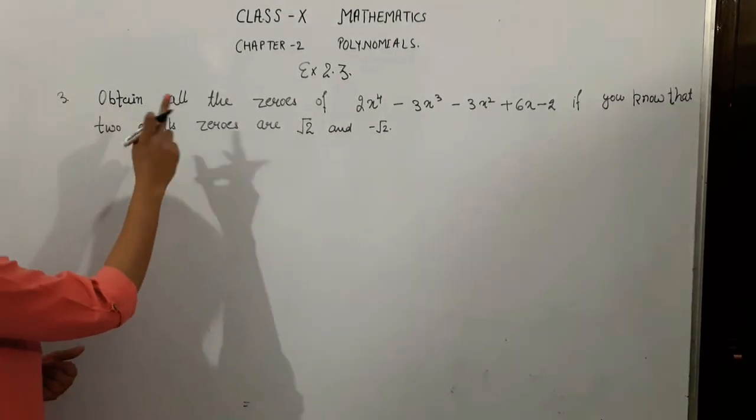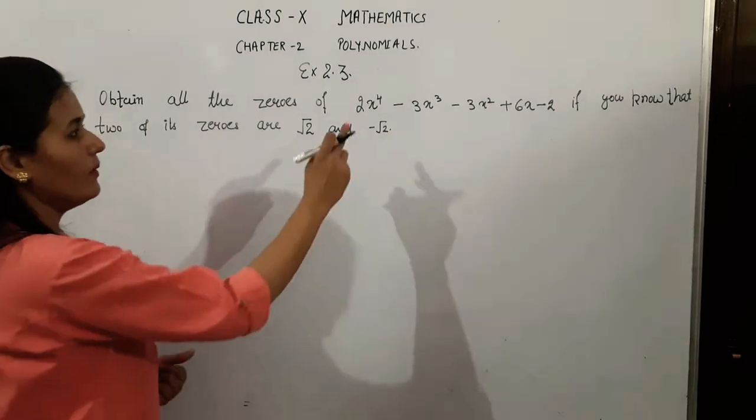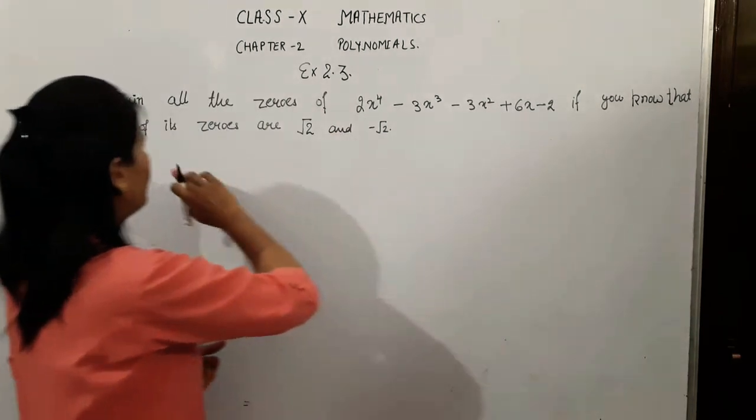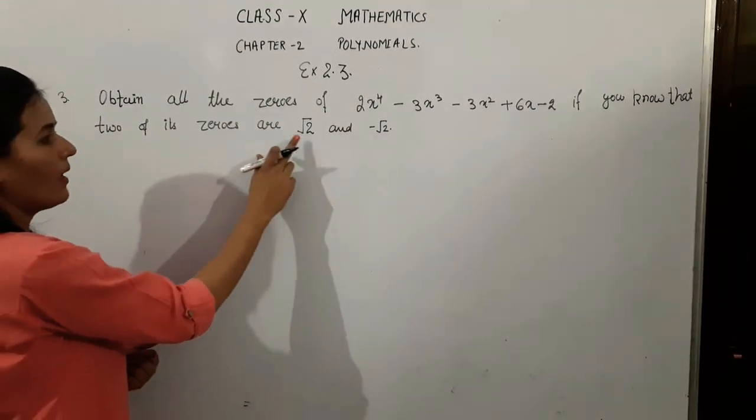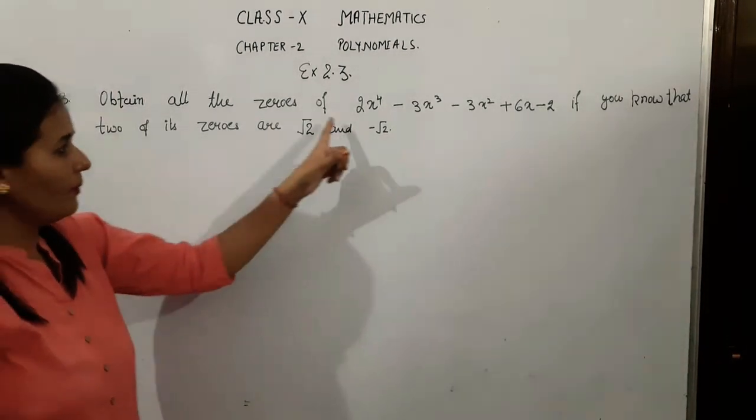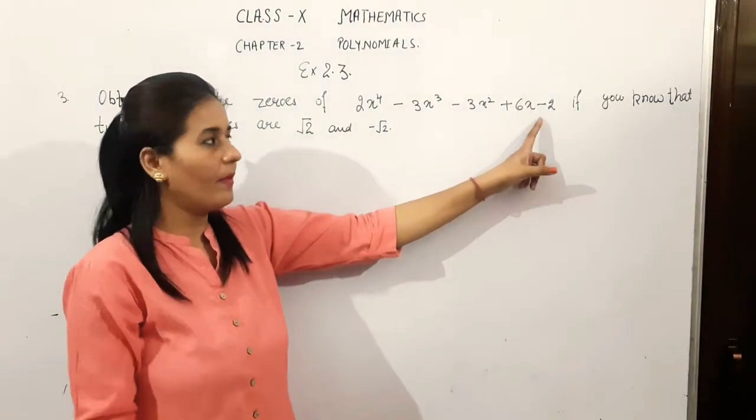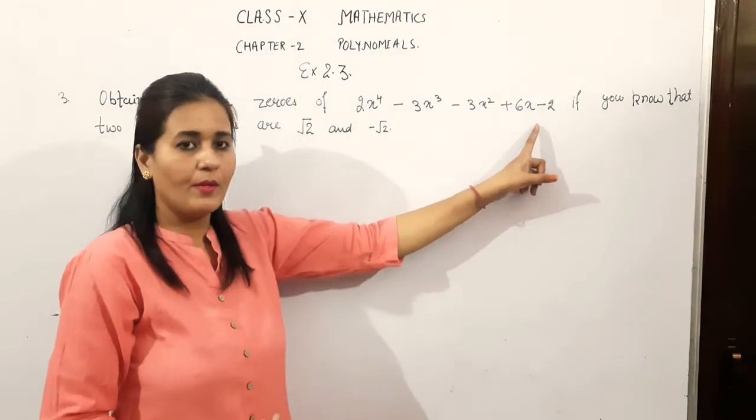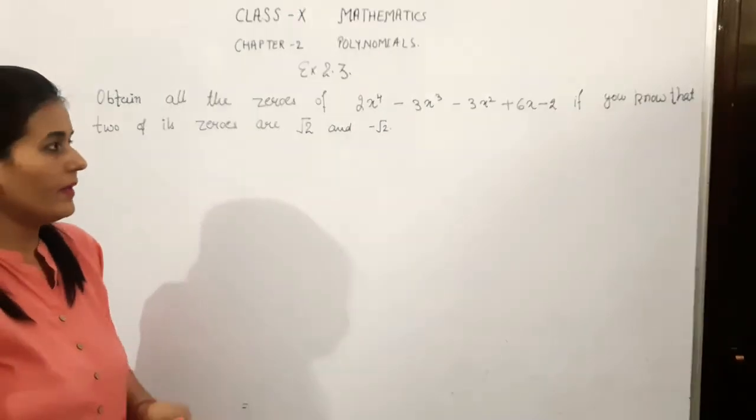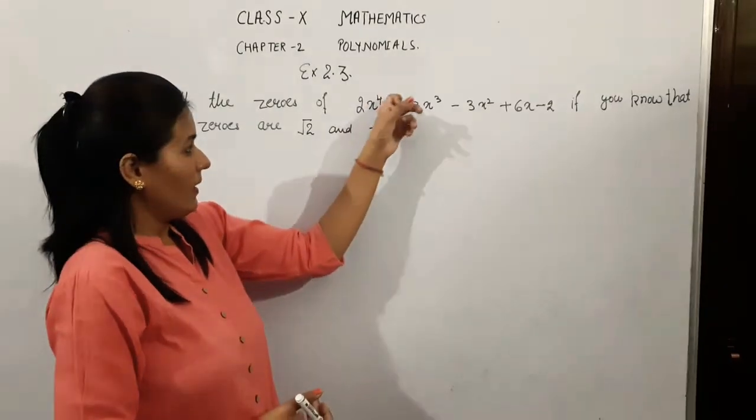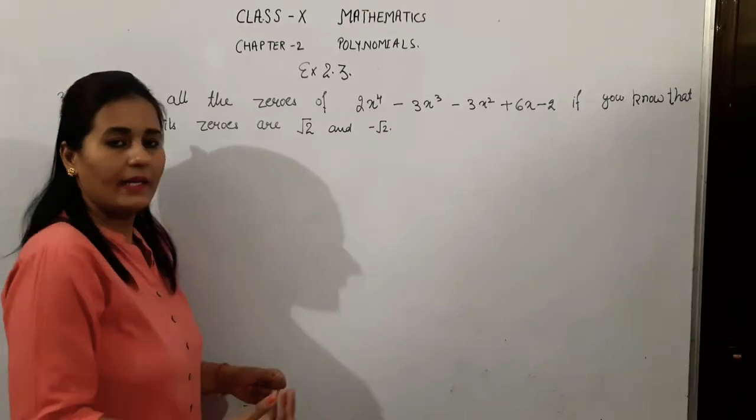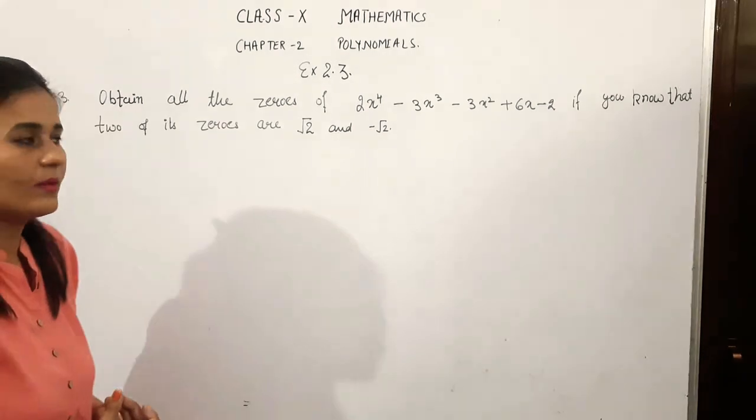Given, obtain all the zeros of this polynomial if you know that two of its zeros are root 2 and minus root 2. One polynomial is given to you. Check what type of polynomial it is. What was the name of this polynomial? This is a biquadratic, power 4. When the power of the variable is 4, then we write it as biquadratic. So biquadratic should have at the most 4 zeros, right?